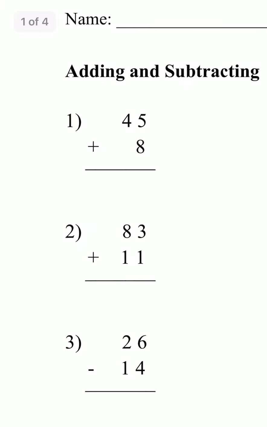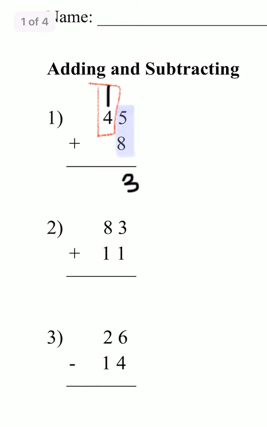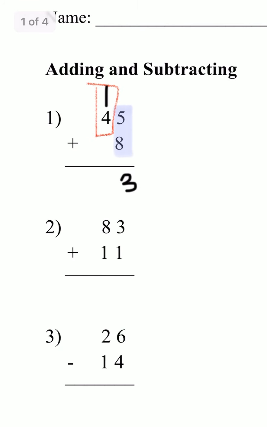Number 1, we have 45 plus 8. We're going to first add the ones. So 5 plus 8 is 13. We put a 3 and then the 1 goes up, which makes it 13. And we're putting the 1 on top of 4 because these are the tens. These are in the tens place. So 1 plus 4 would be 5. So the answer is 53.